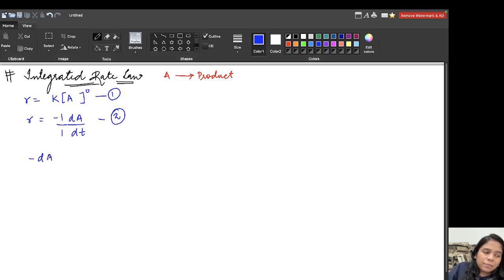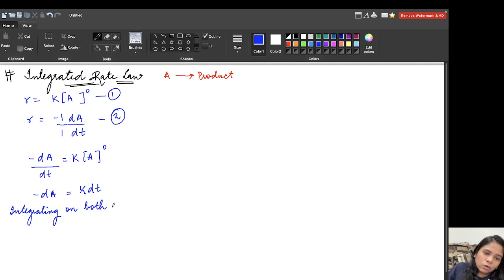Minus dA by dt equals K A raised to the power 0. Now anything raised to the power 0 is 1, so minus dA equals K dt. Now what do you do? You integrate on both the sides.